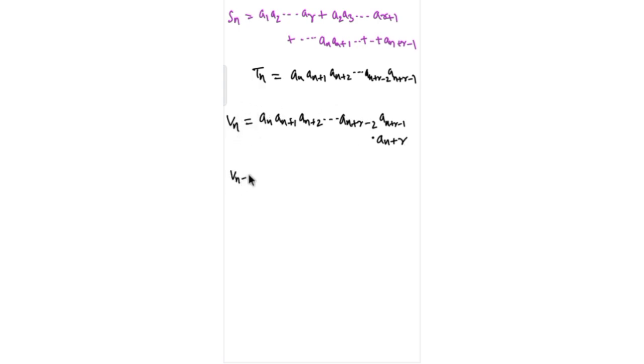And now Vn minus 1, just this one. In place of n we are putting n minus 1, we get that to be an minus 1, an, an plus 1 so on an plus r minus 3 into an plus r minus 2 into an plus r minus 1. Alright, so in place of n we are just putting n minus 1, and you can check that this is what we want to get. Vn is this, Vn minus 1 is this. Now we'll just subtract these two.